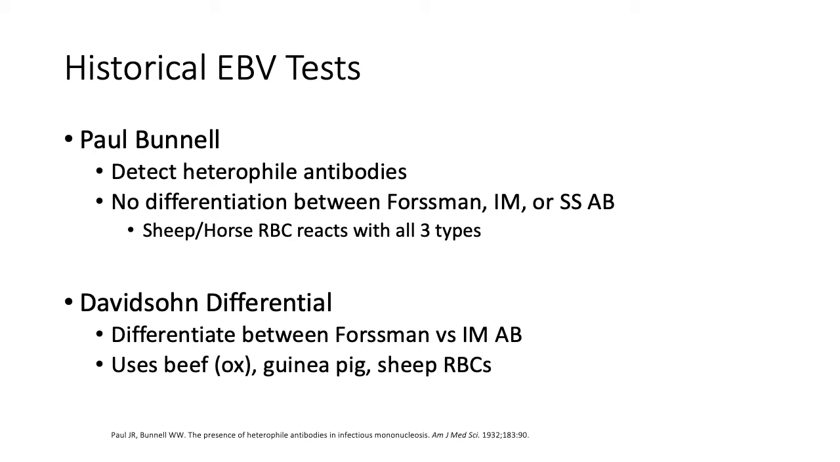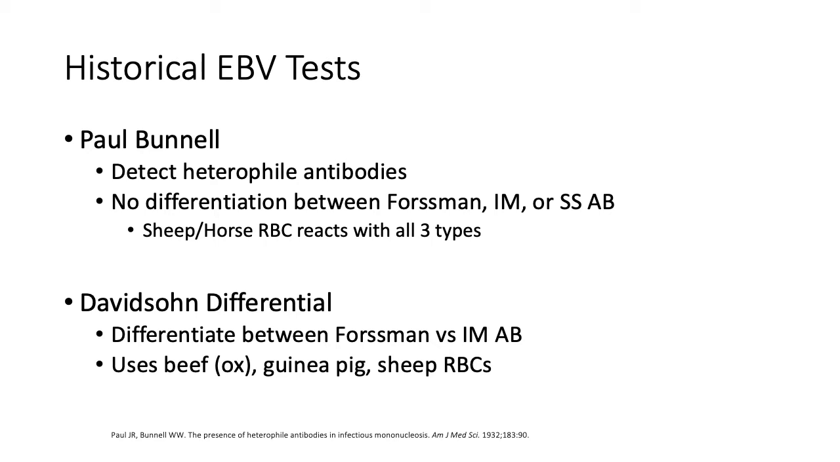The Paul-Bunnell test was a screening test for infectious mononucleosis. It was based on the fact that heterophile antibodies have the ability to agglutinate red blood cells of different animal species. The Paul-Bunnell test used sheep erythrocytes. A series of dilutions were made from the patient's serum and tested with erythrocytes. This test, however, is unable to differentiate between Forsman, infectious mononucleosis, or serum sickness antibodies.